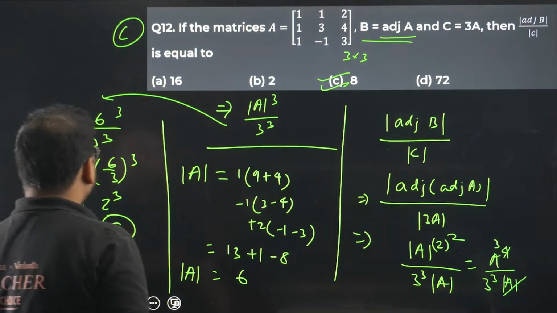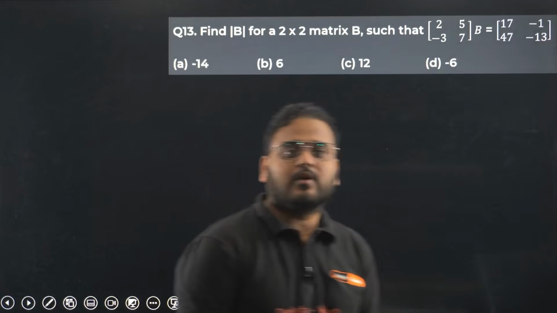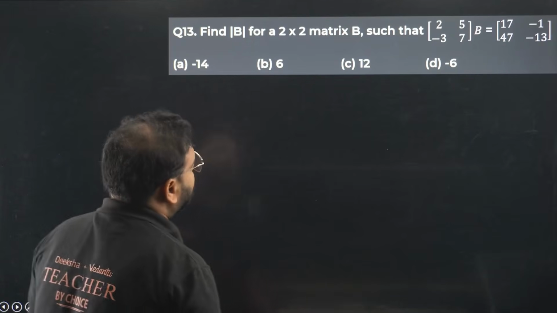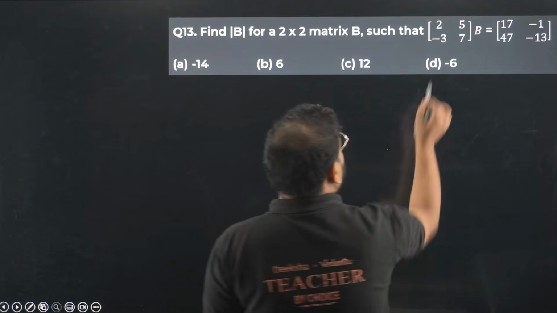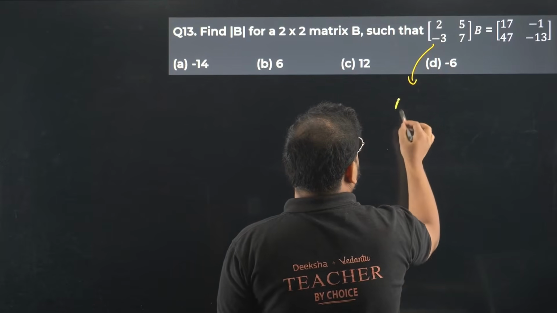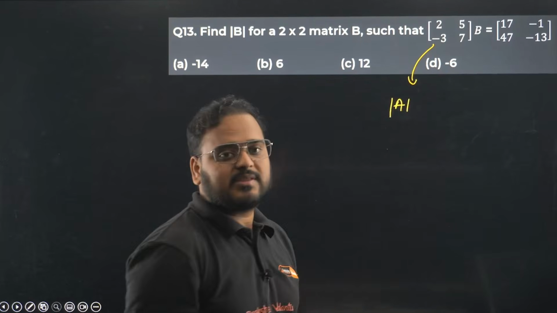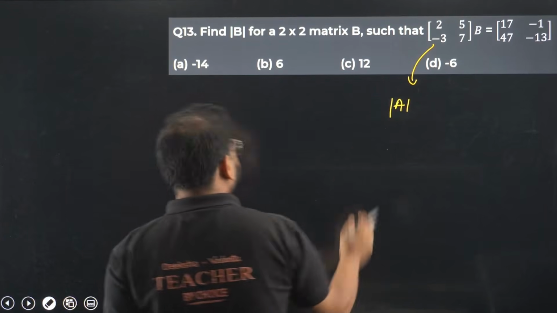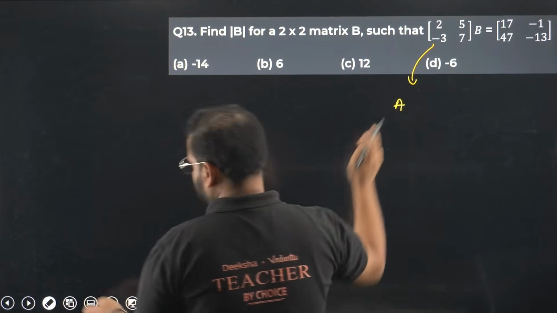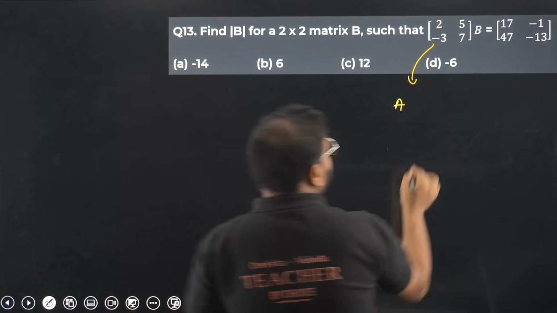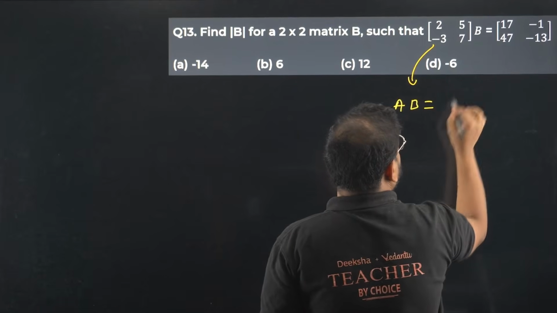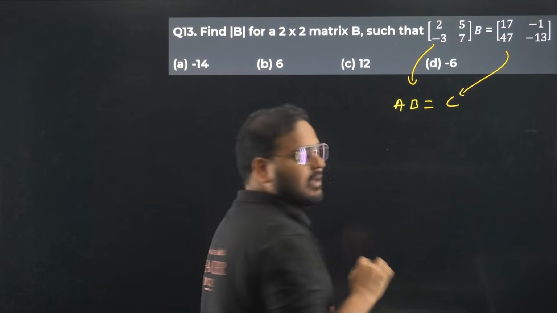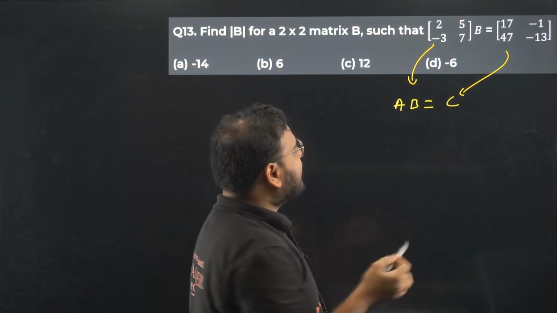Let's move on. Question number 13. Okay, so what are they asking? Find determinant of B for a 2 cross 2 matrix such that, okay, alright, so let's do one thing. Take this as matrix A. Matrix A times B equals this matrix C. I've taken this as matrix C. A, B, C is given. Now we want determinant of B, right?